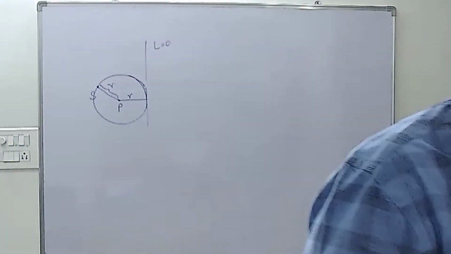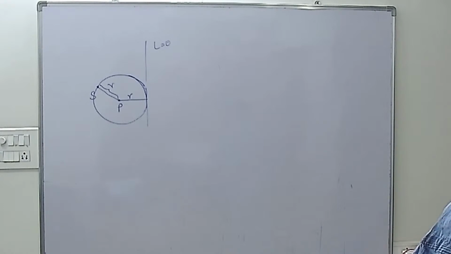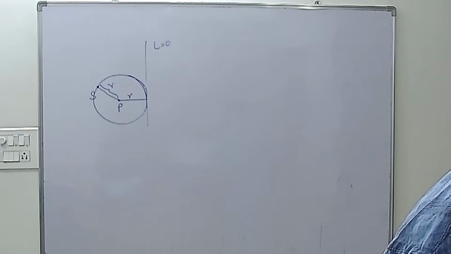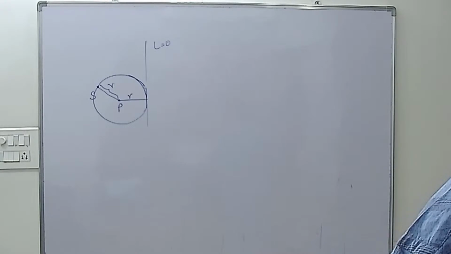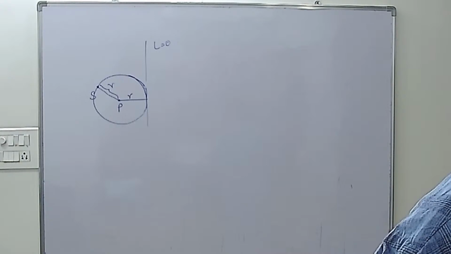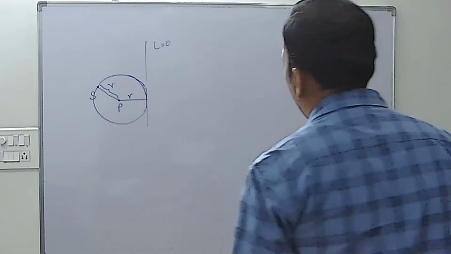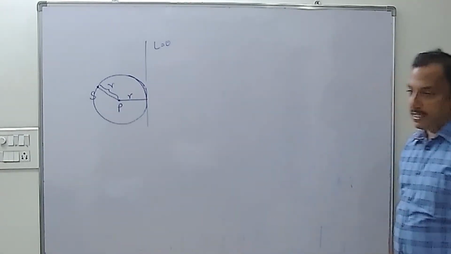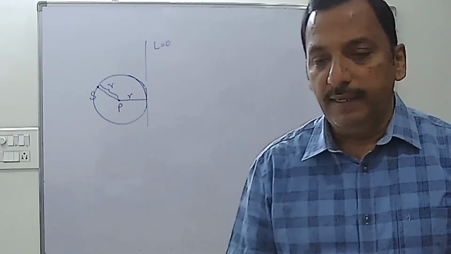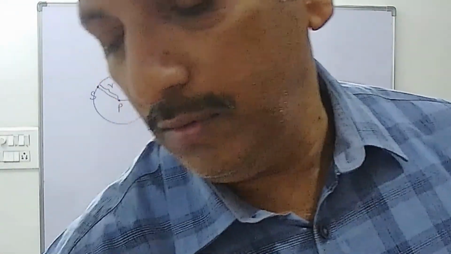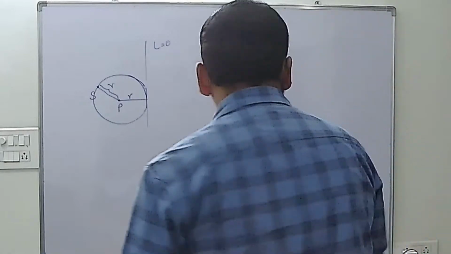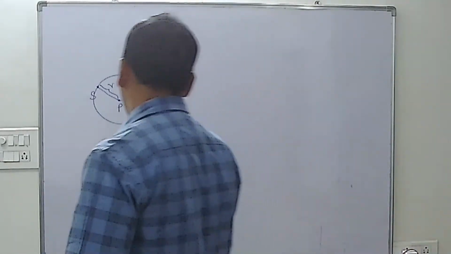Okay, write it like this also. A circle is passing through a fixed point and touches the fixed line. Then the locus of that point P is a parabola.